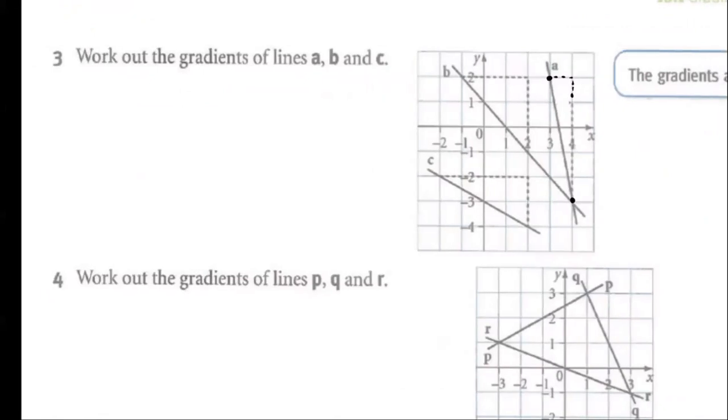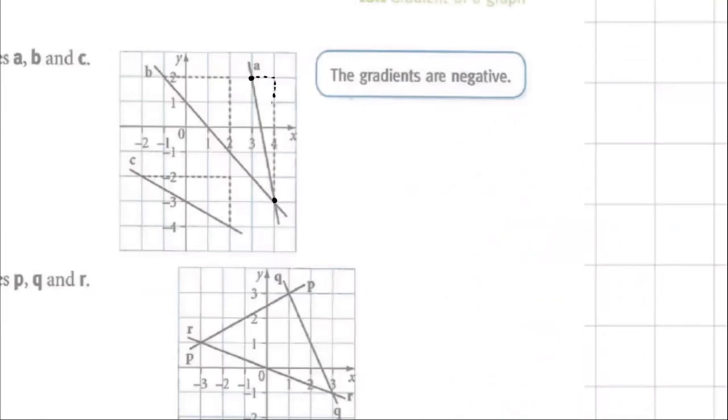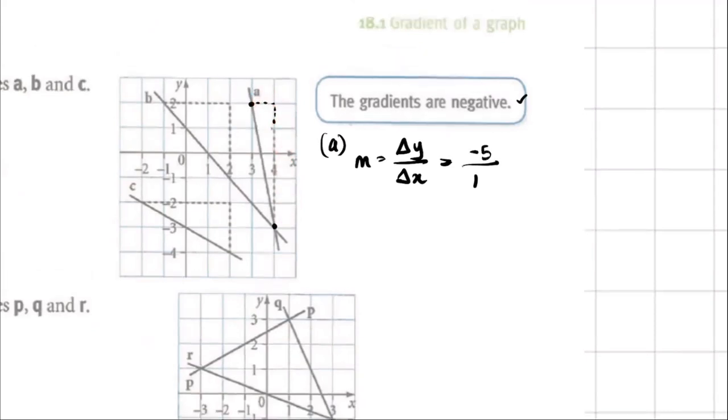Right, okay, let's look at number 1, A. The gradients are negative, so this is given to you as a tip. If you want to use m is equal to change in y over change in x, the change in x is 1, going to the right. Now we're going downwards, 1, 2, 3, 4, 5. It should be negative 5. As you can see, before I get my answer, it's given to me that the gradients are negative because they're all going downwards. If your answer is not negative, you are wrong.